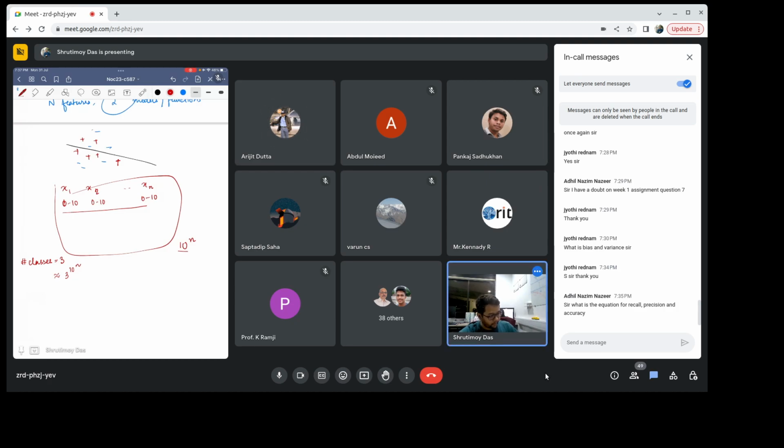So we have this y, right, which is the label. So we have 10 to the power n rows, and this could be 1 or 2 or 3. This could have one of the values. So overall we will have this many possible functions.